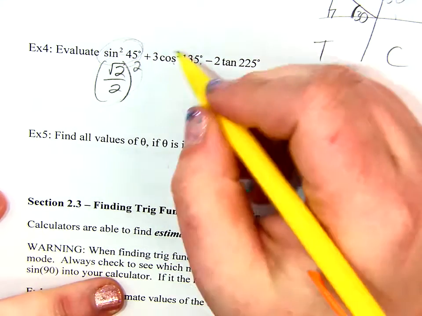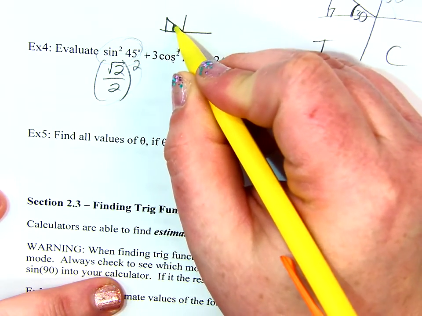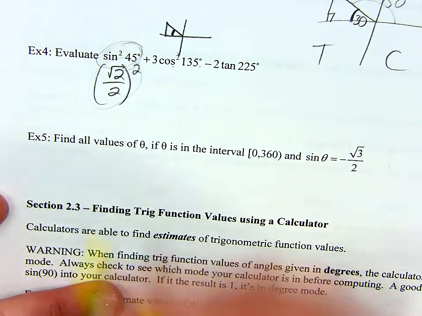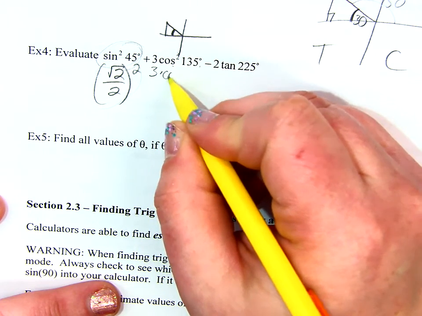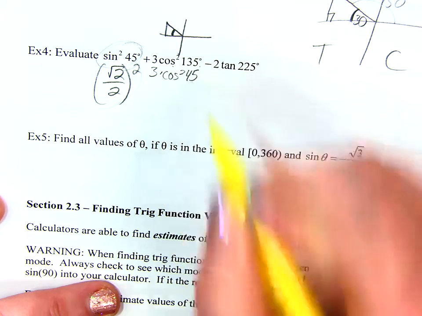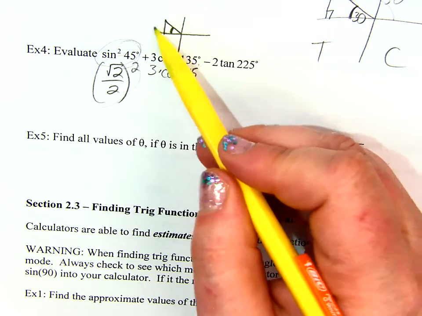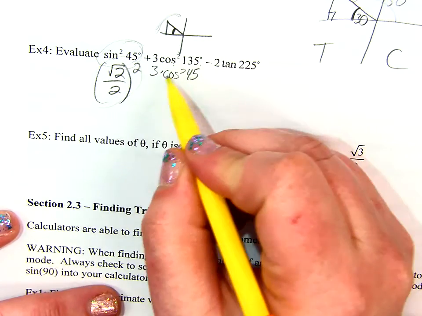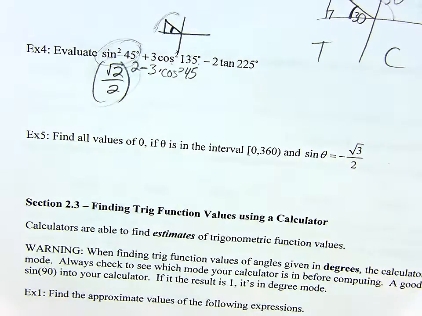So let's find its reference angle. 135 degrees is over here. So this angle's got to be 45. So this is really, it's equivalent to 3 times the cosine squared of 45, but I do have to take the sign into account. What will the cosine be in this quadrant? Am I positive or negative? Negative. So instead of that, since this is going to be negative, I'm going to turn this into a minus right there.